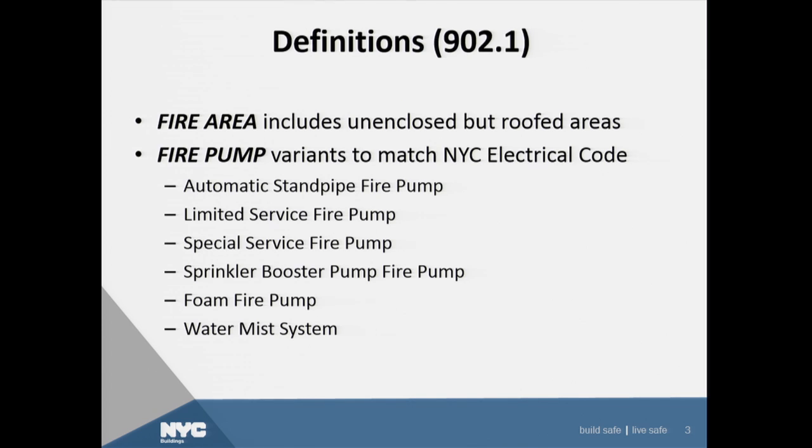Okay, so I'm in BC 9. Fire area is now being clarified to include roofed areas that are not enclosed. So overhangs of buildings over other spaces. That becomes important if you're calculating fire areas, how large an area before you need sprinklers, those kinds of things. That's from the IBC. We're just following what the IBC did.